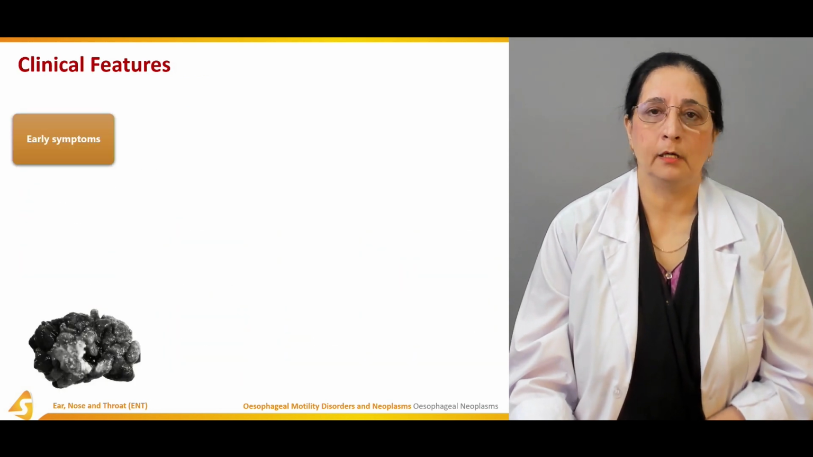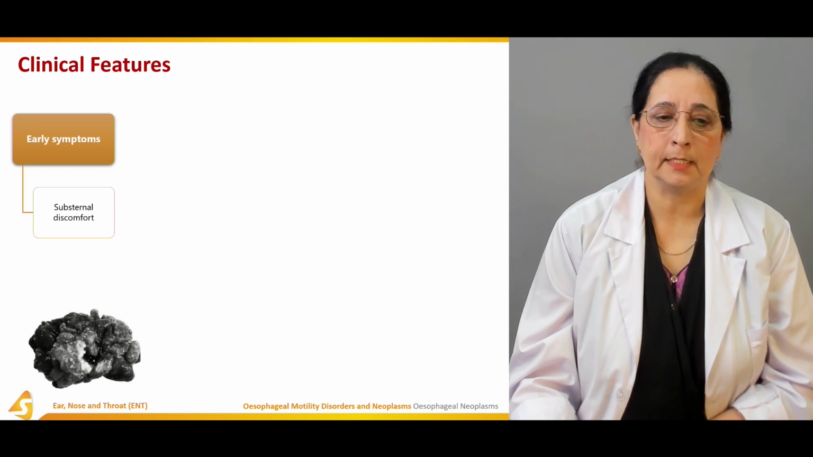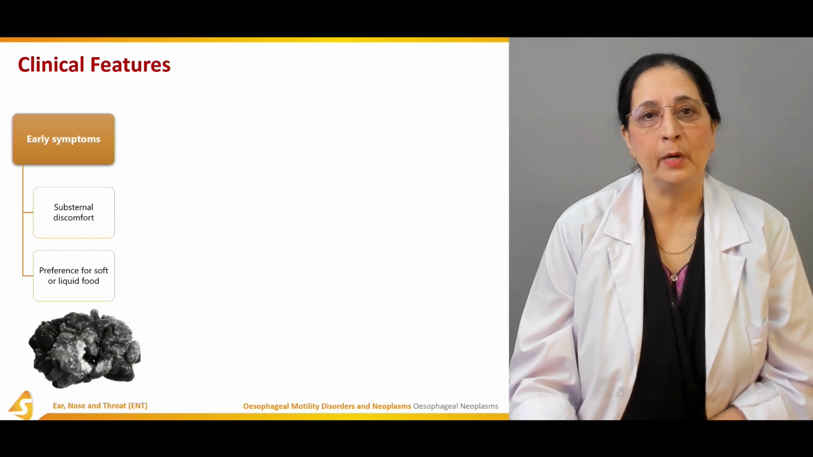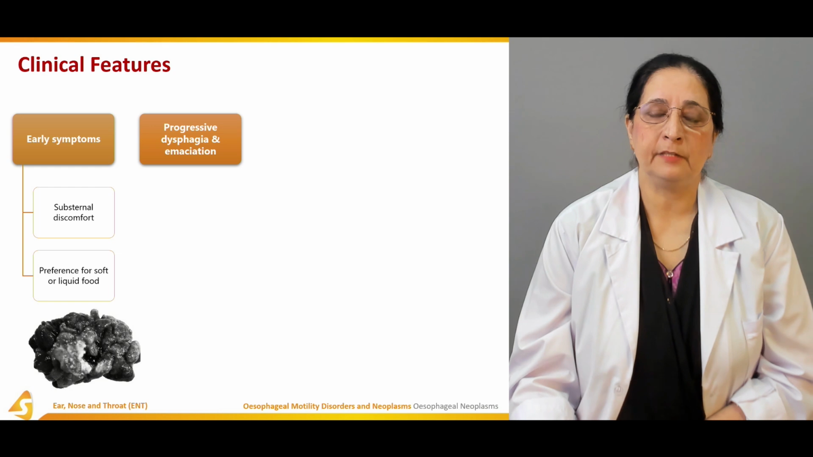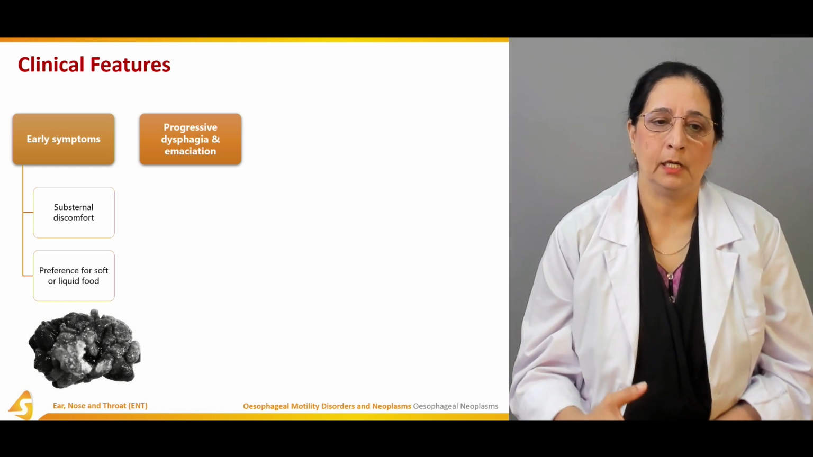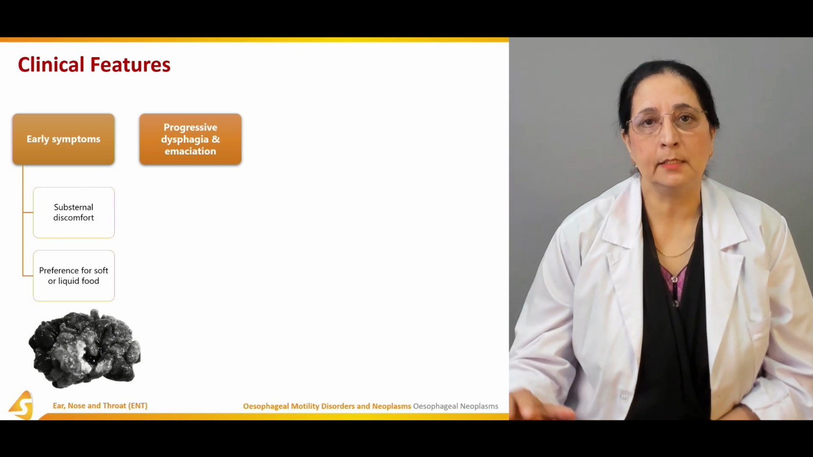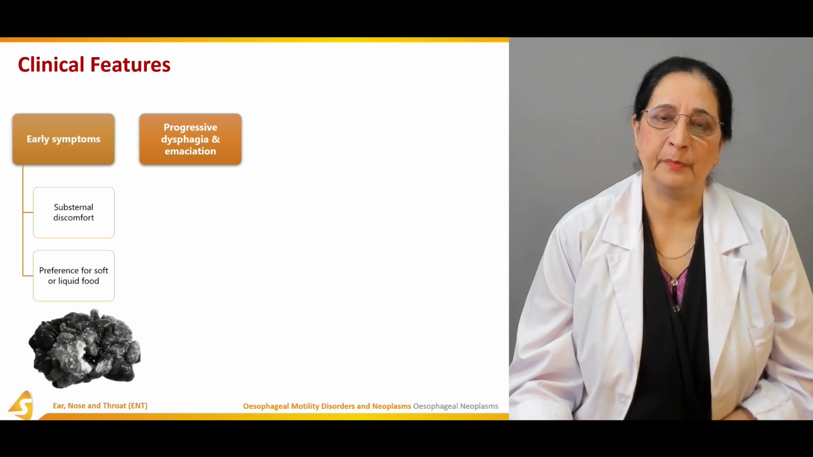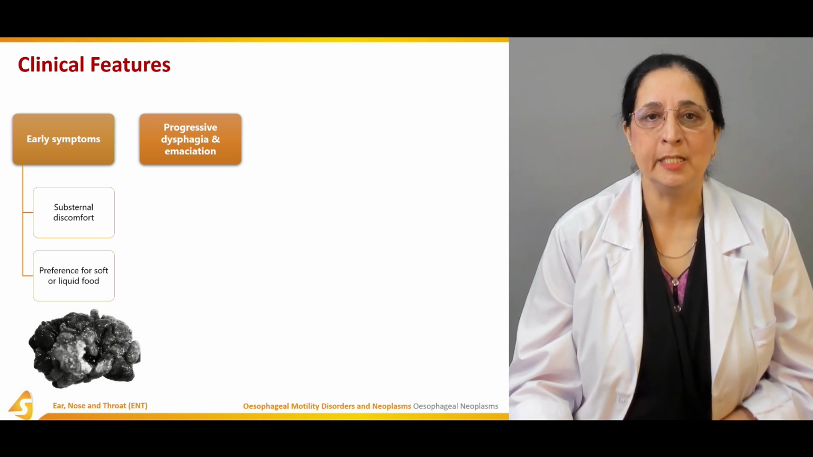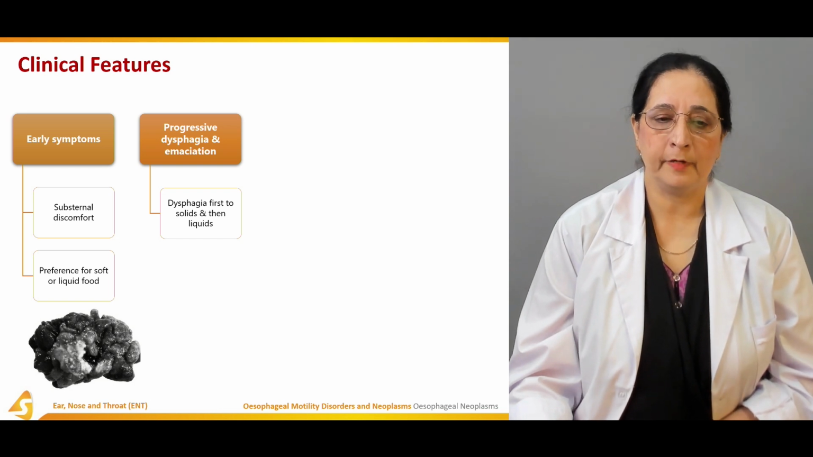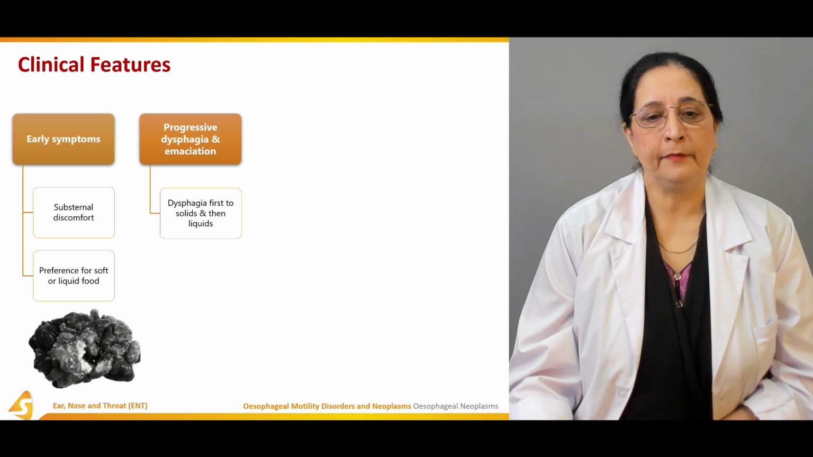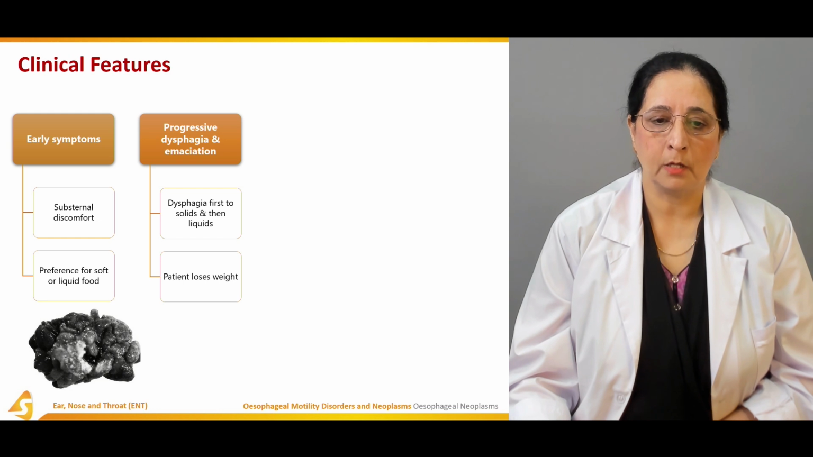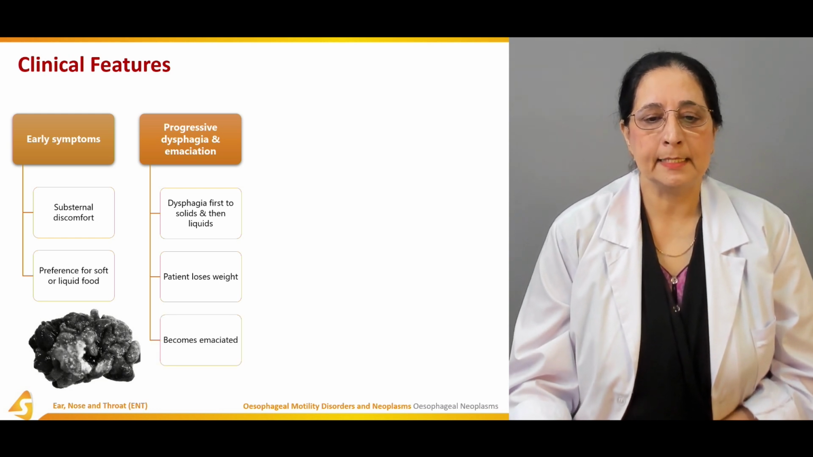Clinical features. The early symptoms present are substernal discomfort and a preference for soft or liquid food. Then progressive dysphagia. In the early stages, usually there is discomfort, but as the cancer progresses or grows, it can cause dysphagia. The patient becomes weak and wasted, cannot eat properly, and that is the reason for emaciation. Dysphagia is first to solids and then to liquids. The patient loses weight and becomes emaciated.